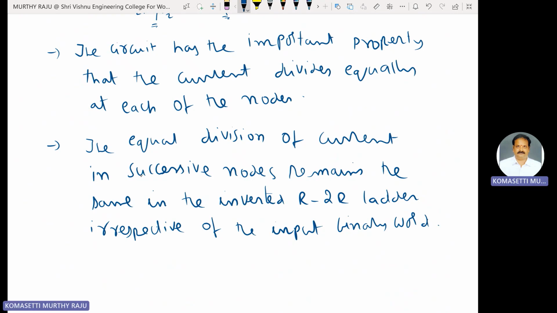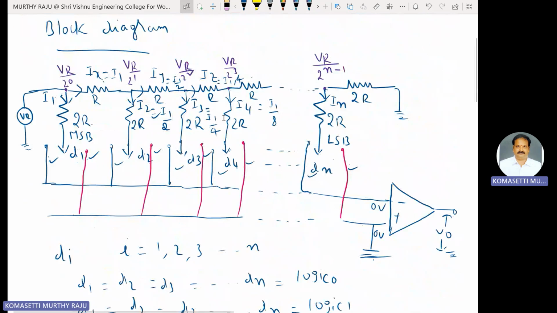The equal division of current in successive nodes: I1 is divided into I1 by 2 and I1 by 2, I1 by 2 is divided into I1 by 4 and I1 by 4, I1 by 4 is divided into I1 by 8 and I1 by 8. This remains the same in the inverted R-2R ladder, irrespective of the input binary word. Irrespective of the input binary word means all are zeros, or all are ones. In either case, the switches are connected to ground potential, irrespective of the binary word.